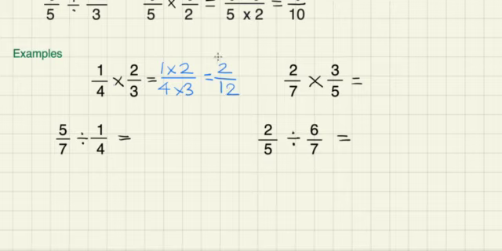Can this be simplified? Well, yes, because 2 goes into those. 2 goes into 2 once, and 2 goes into 12 6 times. So this is what your answer would be. Now give this one a go. Put the video on pause and I'll see you in a moment.